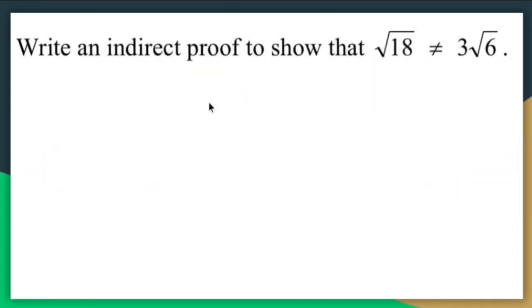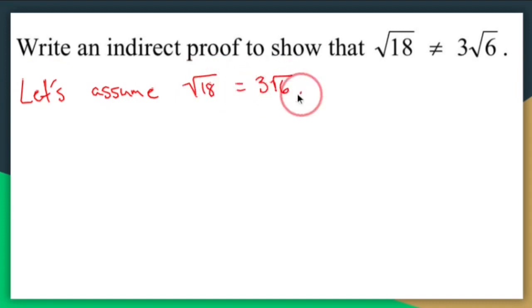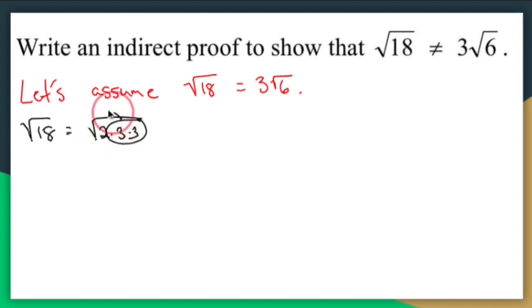Now, as with all of my proofs and paragraph proofs, just because it's the way I write it doesn't mean it's the only way. It's just a way that is correct. All right. So let's assume that the square root of 18 is 3 times the square root of 6. Well, I know from a math teacher named Mick Parrish that the square root of 18 can be broken down to the square root of 2 times 3 times 3. And you can rip out a group of 3's, and you are left with 3 times the square root of 2. Wait a minute.